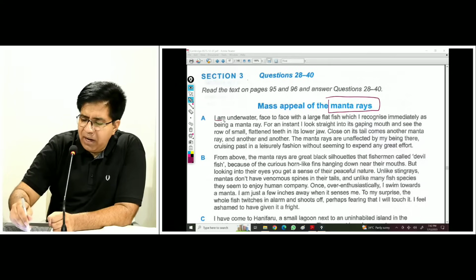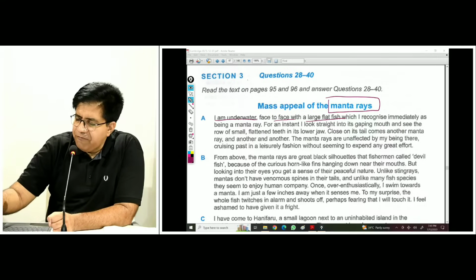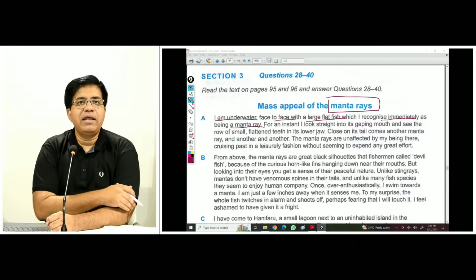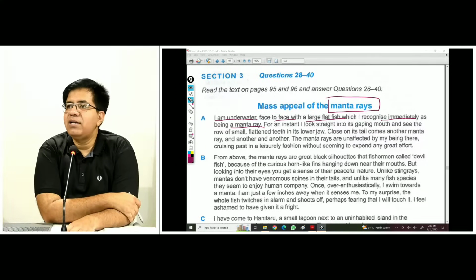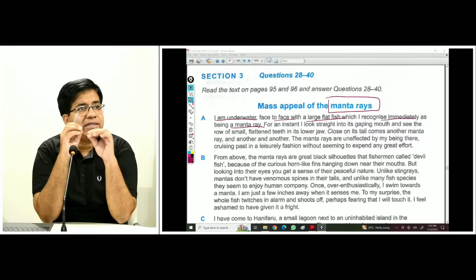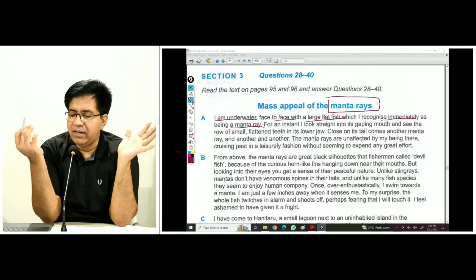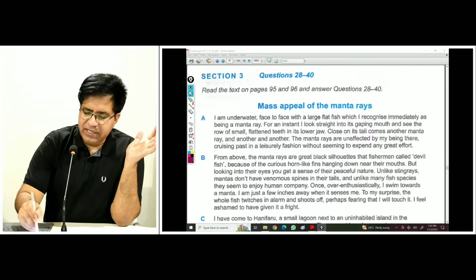Now, I am underwater face to face with a large flat fish which I recognized immediately as being a Manta Ray. What is Manta Ray? Fish. Large fish. Got it? So this is how you need to do. If you do not understand the title of the passage, don't just go on to the questions. First you need to see what is the title. It means they are going to talk about some mass appeal of the big fish, and that fish is Manta Rays.